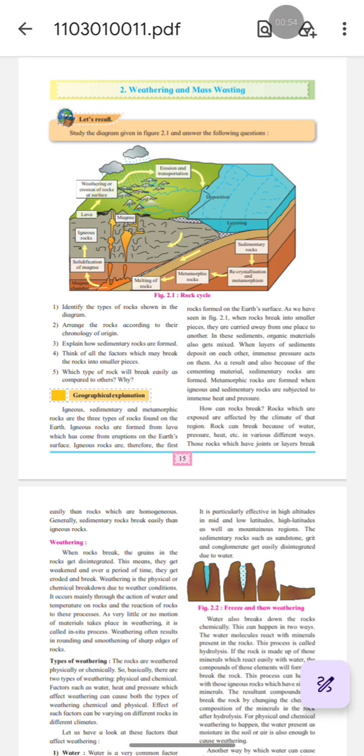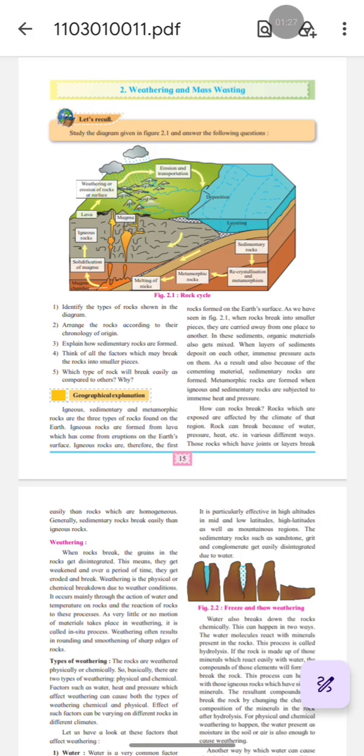Next, sedimentary rocks. When existing rocks break into small particles, these particles are called sediments. These sediments are transported and deposited in layers. Over time, pressure and cementing materials convert these layers into sedimentary rocks. Examples include sandstones, limestones, etc.